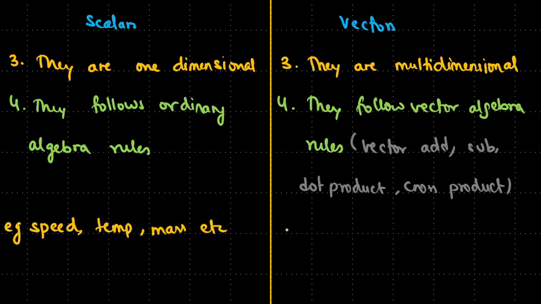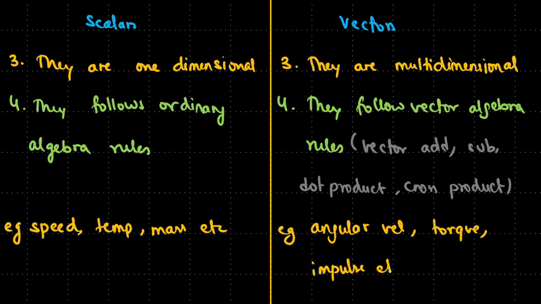So there are a lot of scalars, and there are also a lot of vectors. For example, angular velocity, torque, impulse, etc., or force, and there's so much more. So this was it for today's video. In the next video, we are going to talk about the triangle law of vector addition. Till then, bye bye.